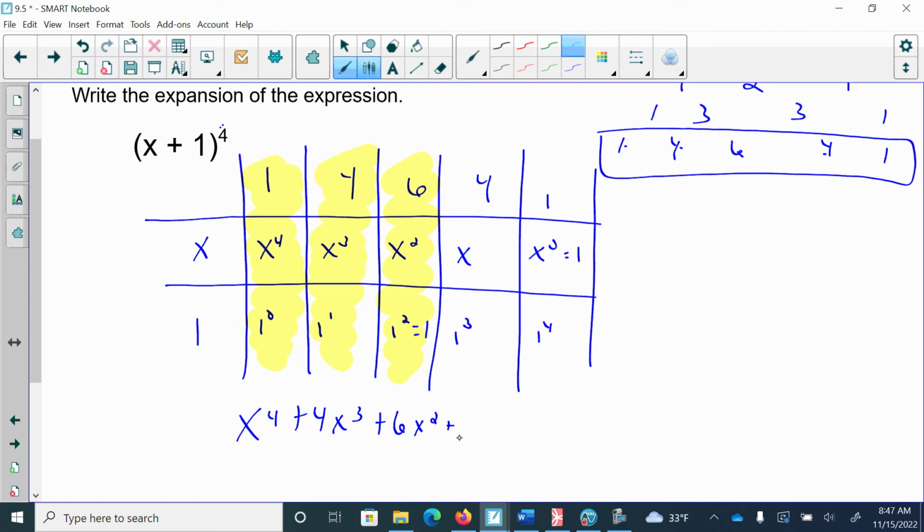Keeping that pattern, 1 to the 3rd is 1, so I'm going to get 4x. 1 to the 4th is also 1, so I'm going to get 1. So if I take x plus 1 and raise it to the 4th power, this is my expansion. So a lot easier than taking x plus 1 times x plus 1 times x plus 1 times x plus 1 and foiling. I'm just going to use the binomial theorem to expand it.